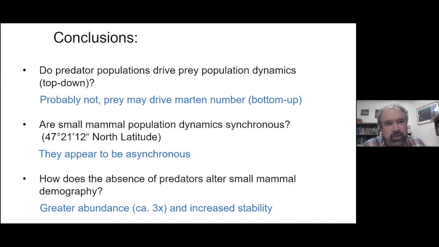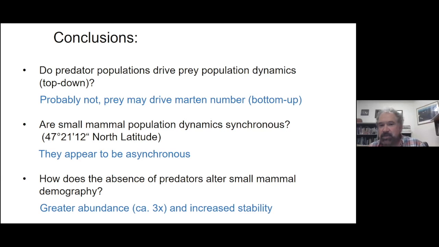So, some broad conclusions here. Do predator populations drive prey population dynamics top down? It's appearing at GLC, at least initially, probably not. Prey may drive the marten numbers, which would suggest a bottom-up system. Are our small mammal population dynamics synchronous? They appear to be asynchronous, at least at 47 degrees latitude. Statistically, at this point, they are asynchronous, but we look at what are called p-values, and the p-value is just barely 0.05. So if you had to draw a conclusion now, it's asynchronous, but not strongly.